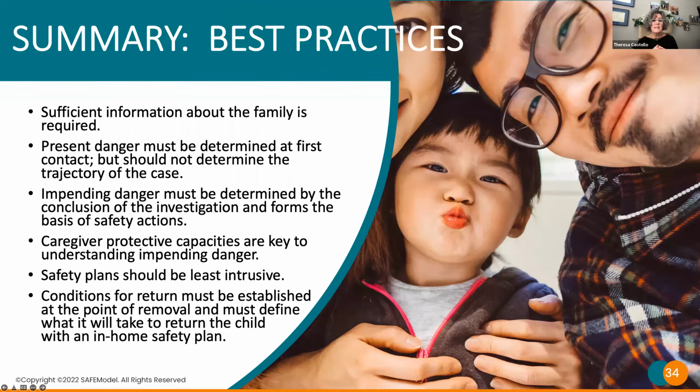Caregiver protective capacities are key to understanding impending danger. It's not enough to just know what the threat is. We have to understand what the caregivers who live in that home, who provide daily parenting and protection of those children, what is their capacity to participate in keeping that child safe. Key concept. Safety plans should be least intrusive. We've talked about that. I just got through talking about conditions for return should be established at the point of removal, and they ought to define what it would take to get a child home with an in-home safety plan.